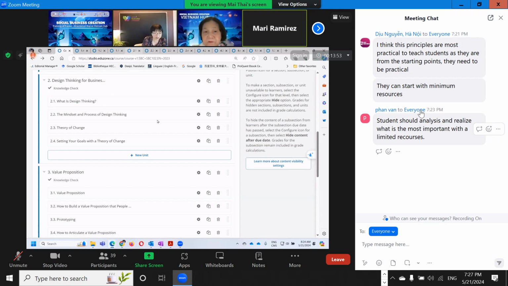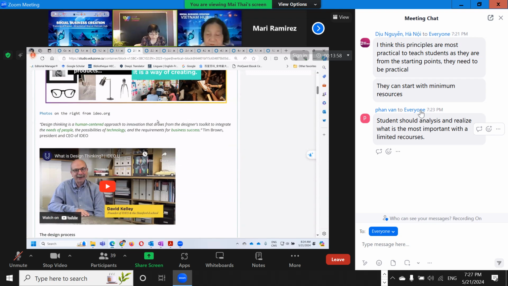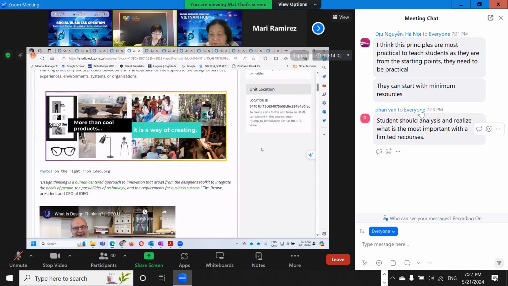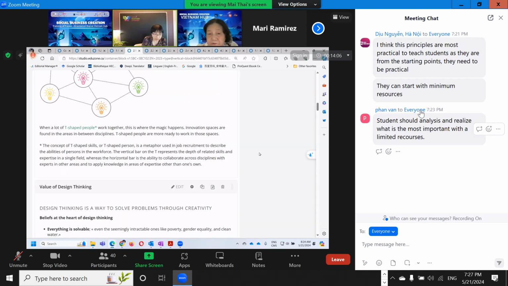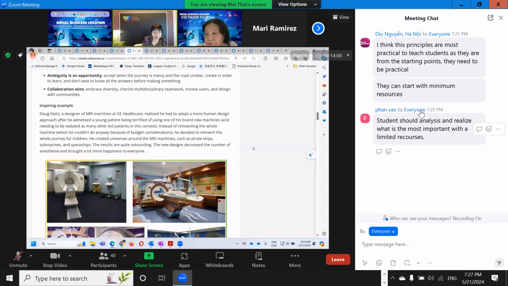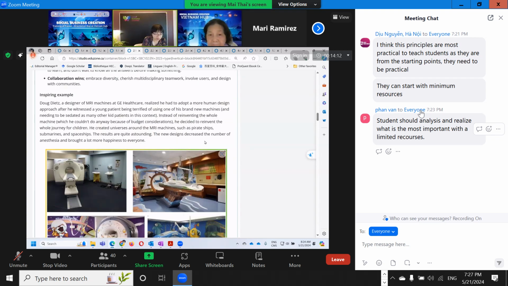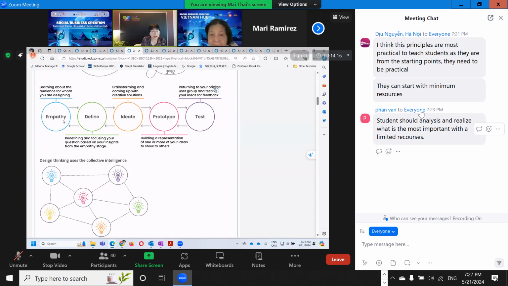Design thinking here, we teach students the principles, the steps that they have to go through, and then we give them quite a number of examples here. So in design thinking, it's very important to follow the steps of empathy that they already learned in the previous module. So empathy, finding the customers.